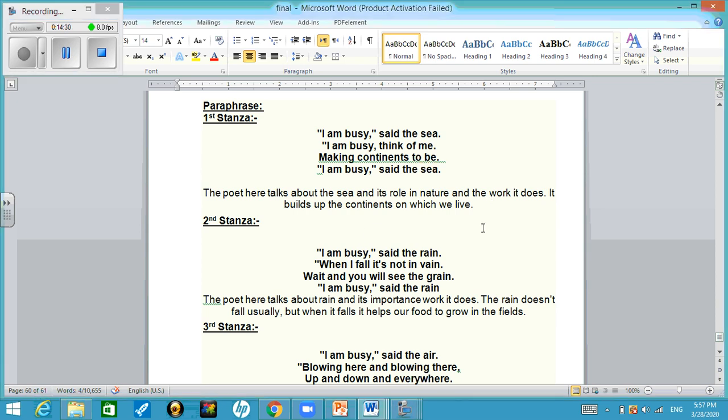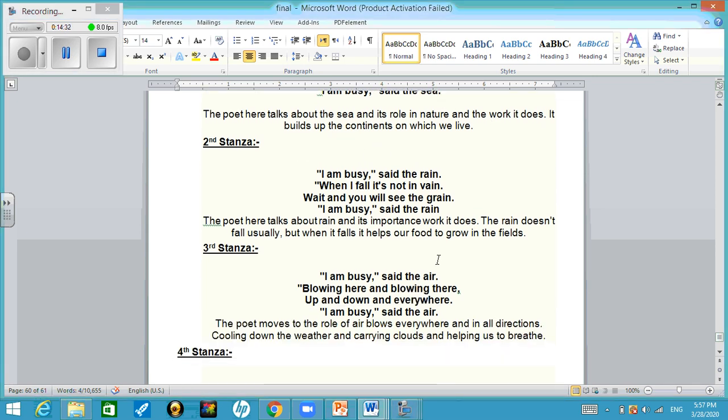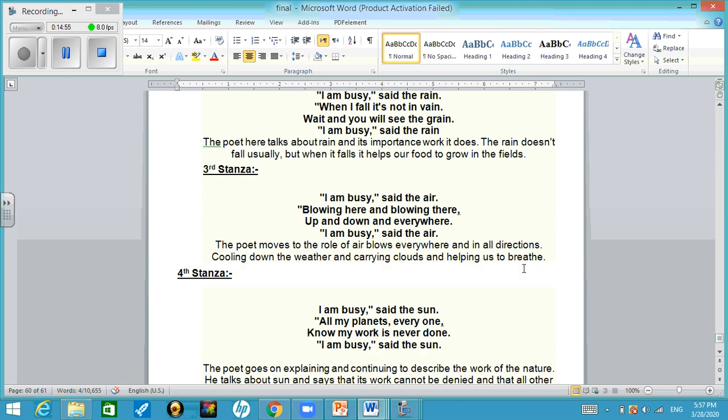Okay, second stanza we have, I'm busy, said the rain. When I fall, it's not in vain. Wait and you'll see the grain. I'm busy, said the rain. Okay, so the poet here is talking about the rain, how the rain is important to us, and that it doesn't fall without any reason. It falls for a reason, for the reason for our food to grow in the fields.